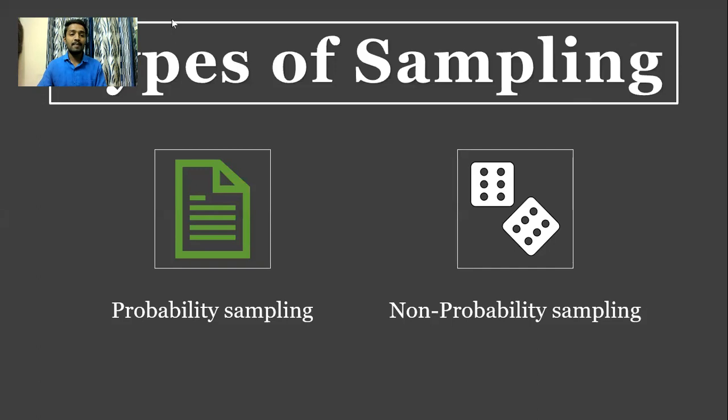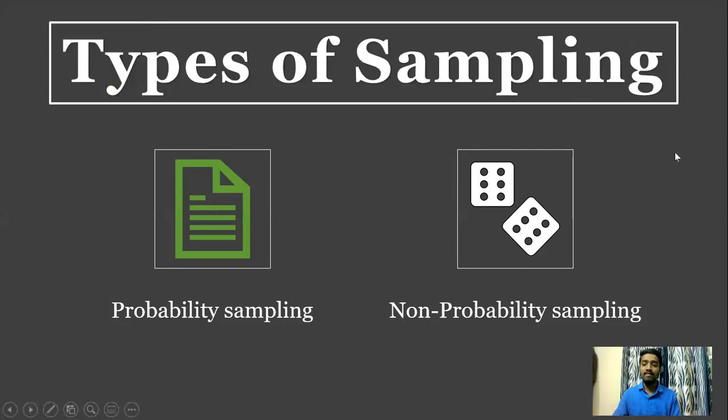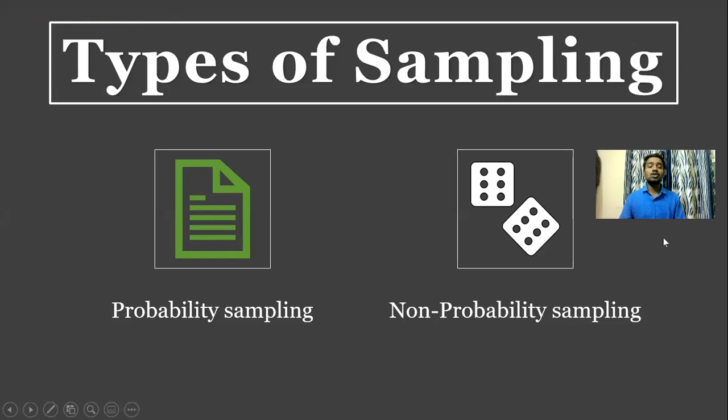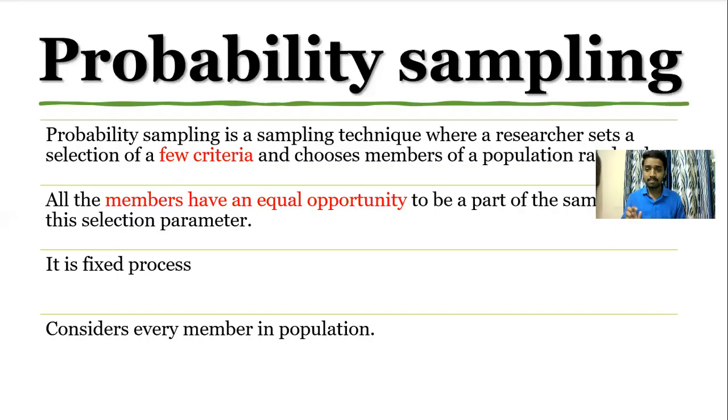Then up next we have types of sampling. So types of sampling. We have two types. One is probability sampling, and another one is non-probability sampling. We will look into each and every type under probability and non-probability deeply in our upcoming sessions.